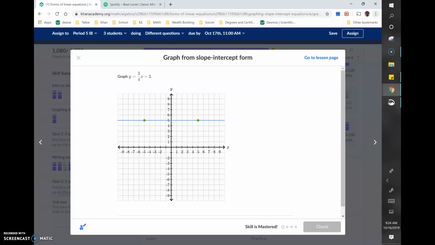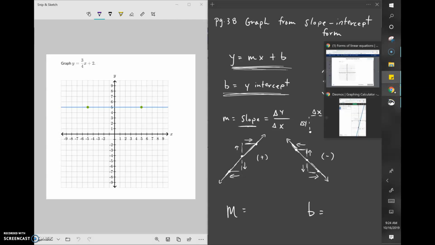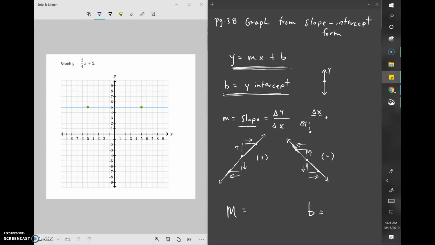Okay, today's video is going to cover graphing from slope-intercept form, and we've got some notes over here. Today we're going to use y equals mx plus b, because that is what slope-intercept form is, where the b value represents the y-intercept, and that gets plotted on the y-axis, and the m value represents the slope, or the change in the y over the change in the x.